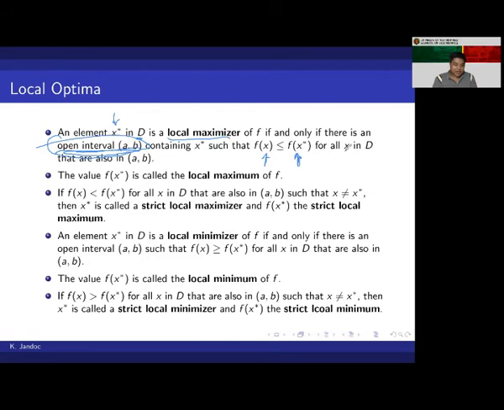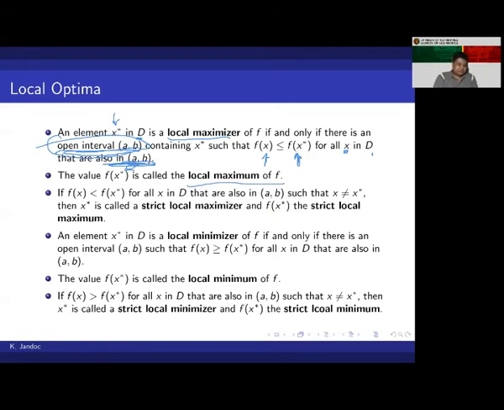For all x in the domain D that are also in this open interval AB. Okay, so the difference between the global and the local is that in the local you're just focusing on a subset of the domain, particularly the interval AB, the open interval AB. So that value when you plug in x star is called the local maximum of f.